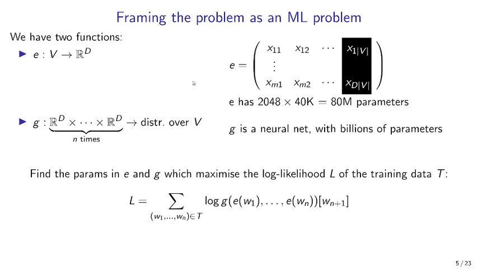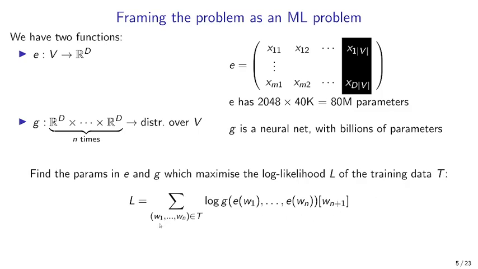But already with what we've got, we can see this now as a machine learning problem, because we have two functions with between them billions of parameters that need to be learned from training data. And what will be the criterion for deciding these parameters? Well, it will be the probability of that training data matching the parameters that we've discovered. We want to maximize that probability, the likelihood of the training data T.